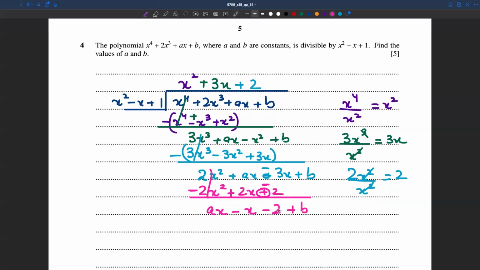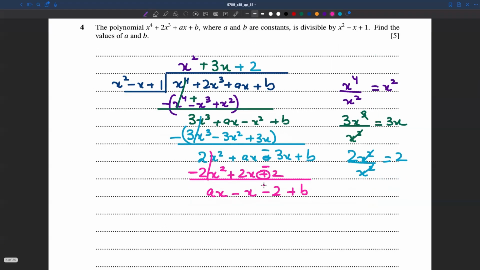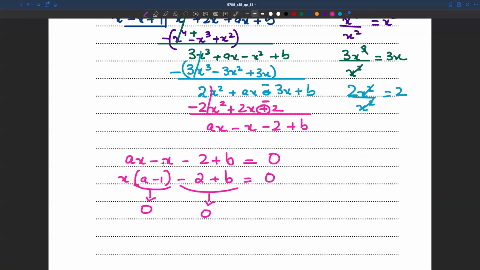And that is it. So this will be equal to 0. This is the remainder, right? This whole thing is equal to 0. It means the x terms and the constant term should have cancelled out, right? So it means that the coefficient of x should have been 0. So a minus 1 is equal to 0. a is equal to 1. And minus 2 plus b should have also been equal to 0, right? So b will be equal to 2.